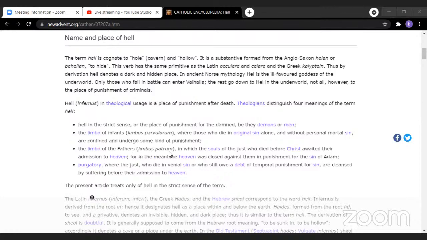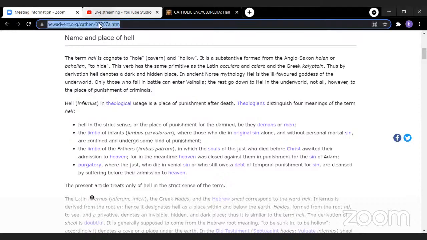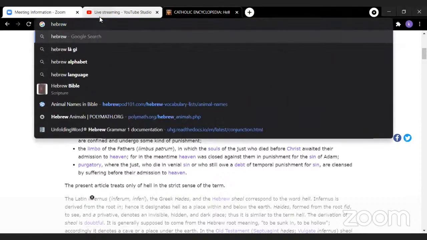The limbo of fathers, in which the souls of the just who died before Christ awaited their admission to heaven, for in the meantime, heaven was closed against them in punishment for the sin of Adam. And purgatory, where the just who die in venial sin or who still owe a debt of temporal punishment for sin are cleansed by suffering before their admission to heaven. Y'all see that? Yes. I wish someone from one of the Hebrew Israelite organizations would come in and explain hell for us.